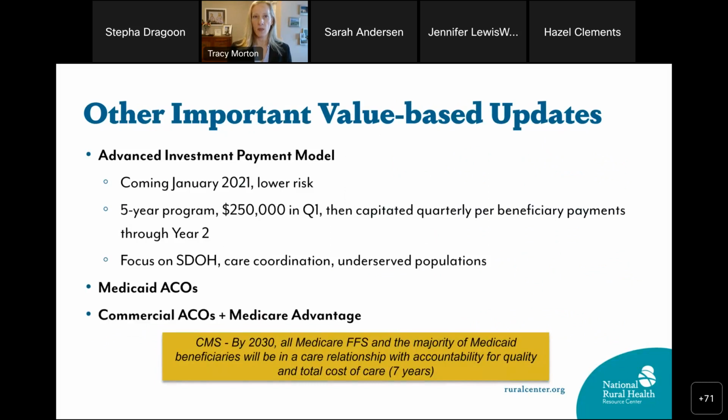So a couple updates about things that have recently evolved. There is the Advanced Investment Payment Model. This was announced this fall. I have a typo on the slide here about the year. It's actually coming in January 2024.